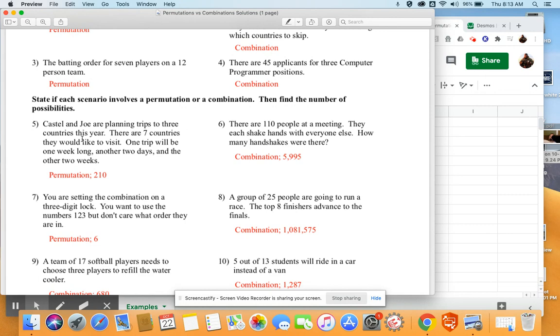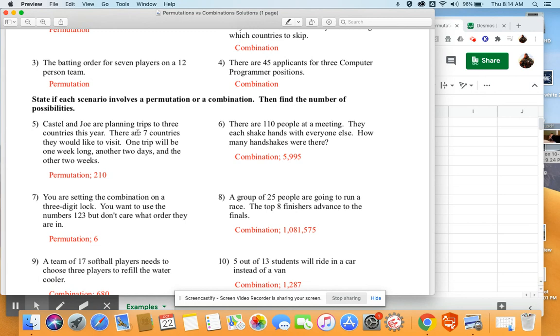So let's start with number 5, where we have 2 people planning trips. They're going to go to 3 countries this year. There's 7 countries they'd like to visit. They're going to do a week-long trip, a 2-day trip, and a 2-week trip. And what's significant here is that because the trips are different lengths, it becomes important which country you do for which trip. So if you pick the same 3 countries in a different order, that creates a different outcome for the problem.